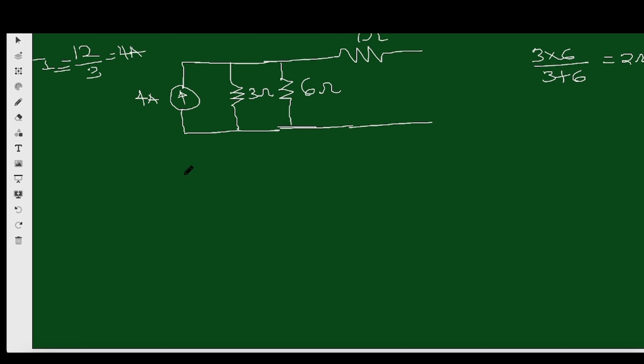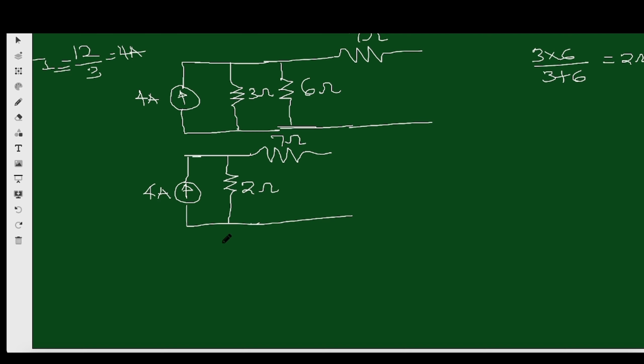So when I do that, what will I have? I will have 4 amperes in parallel with 2 ohms. Then this one is in series, which is the 7 ohm resistor. The 7 ohm resistor, this is 2 ohms, and this is still 4 amperes, right? So I will now do source transformation again. Once I convert this back to a voltage source, what will I have? V is equal to IR, right, which is equal to 4 times 2, which is equal to 8 volts.